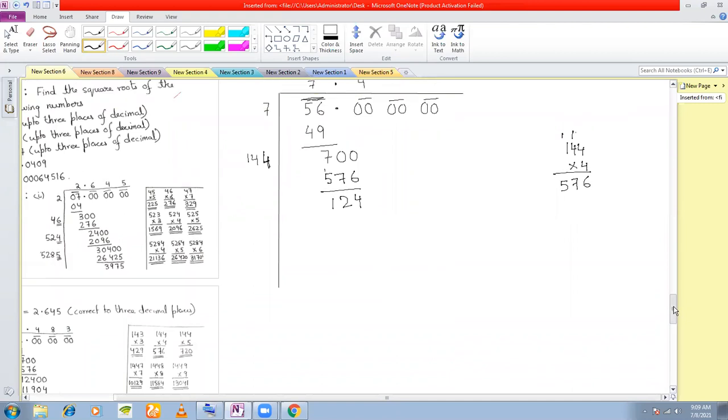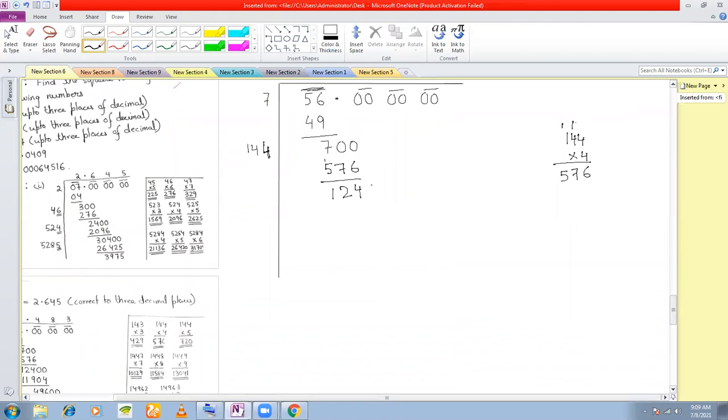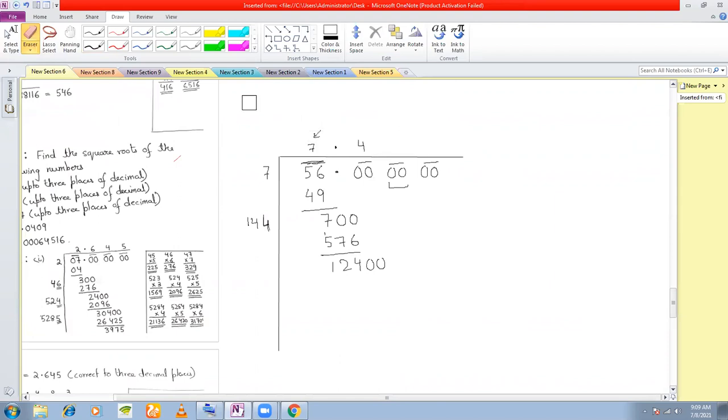Now again, there are 2 zeros here, right? We bring down these 2 zeros. On top, you have the number 7.4. If you remove the decimal, this number becomes 74. What is the double of 74? It is 148. So you put 148 here. And then again we have to insert a digit here. So how much do we insert? You look at this number, 12,400.